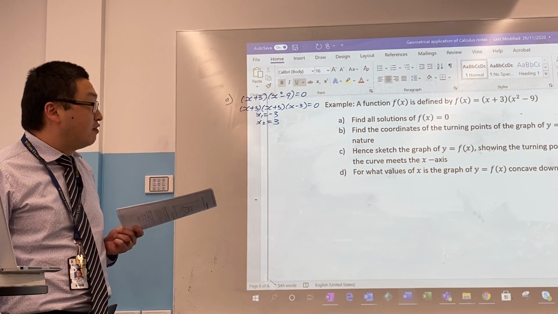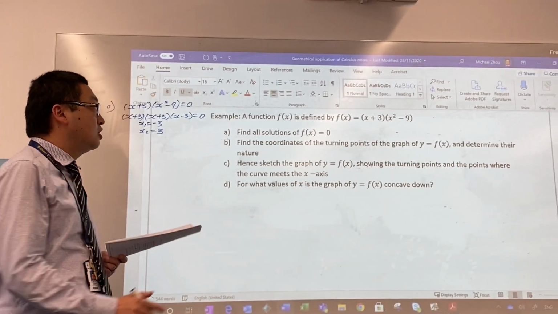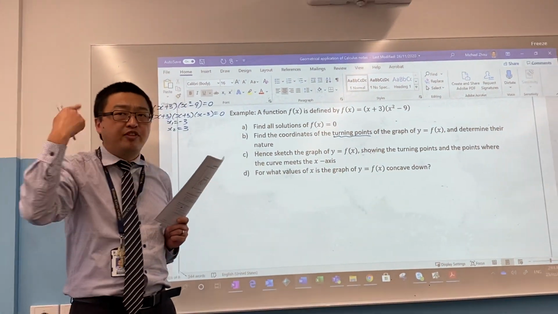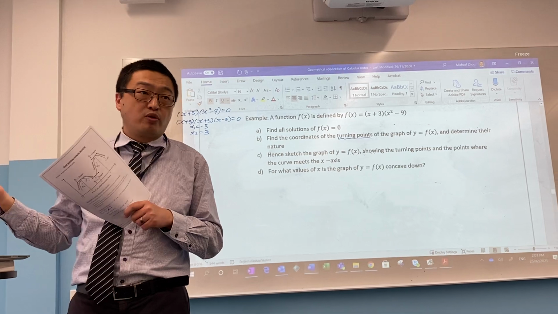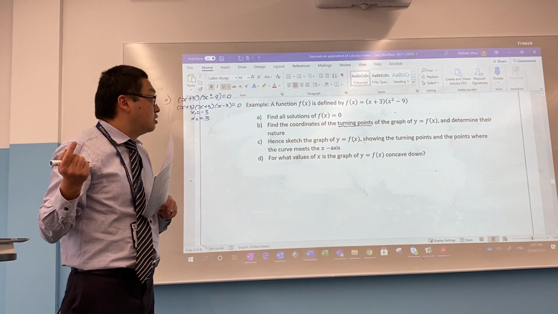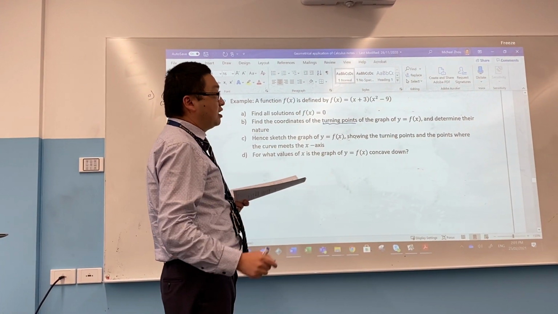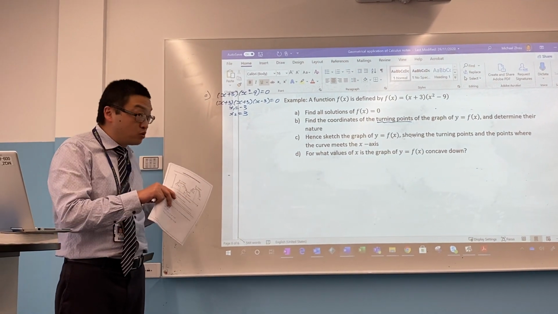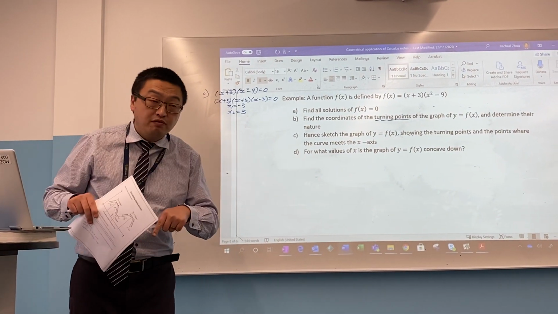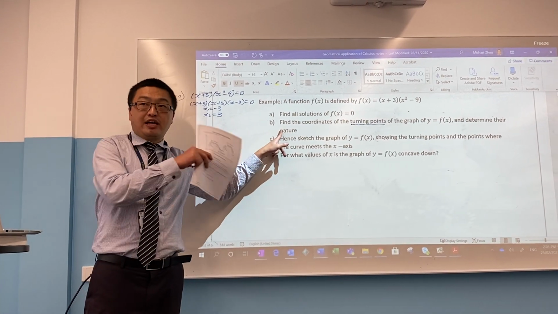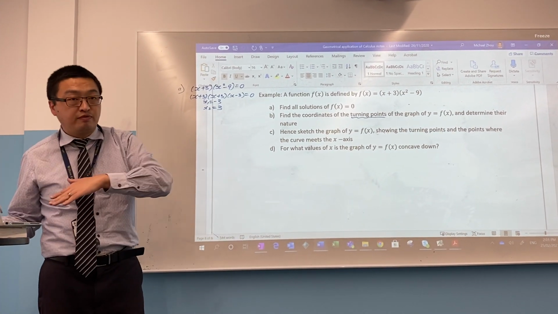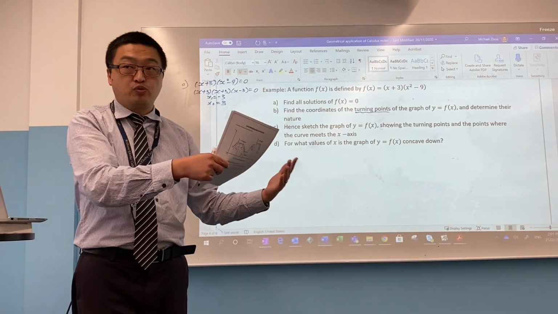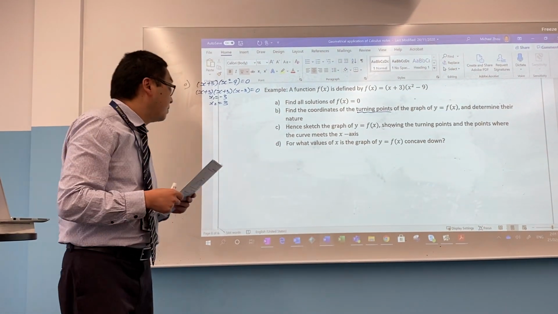Now b, find the coordinates of turning points. As soon as I'm reading that phrase, I'm thinking about first derivative and stationary points. For the graph y equals f(x), determine the nature. By now we've done the second derivative. So for this question, I'm going to use the second derivative to determine the nature: maximum, minimum, point of inflection, etc. I'm not going to use the table approach, which we tried a few days ago. Okay, so let's have a look.